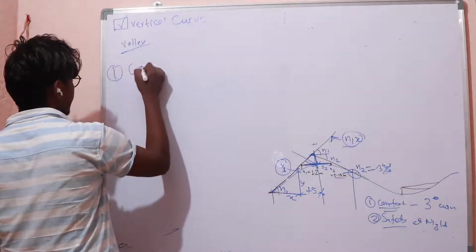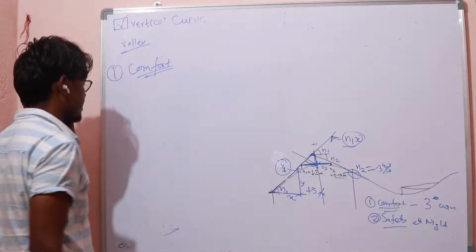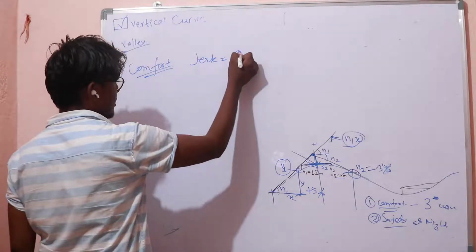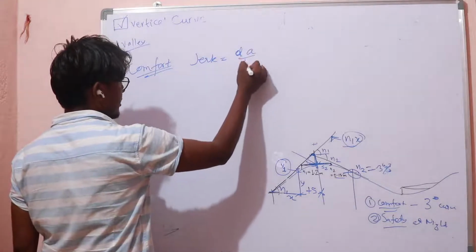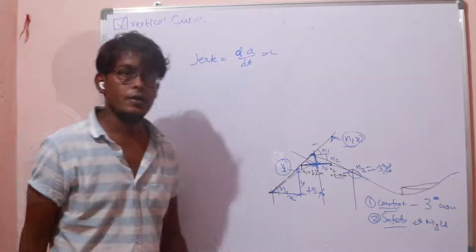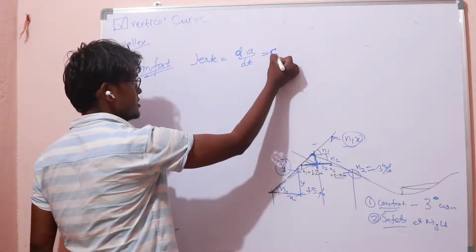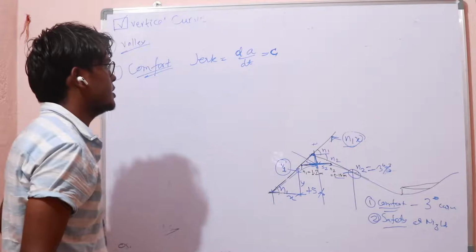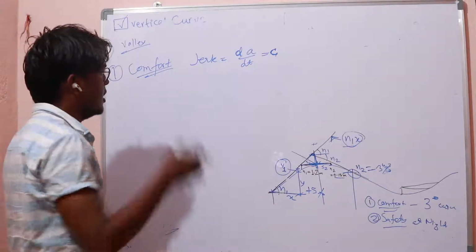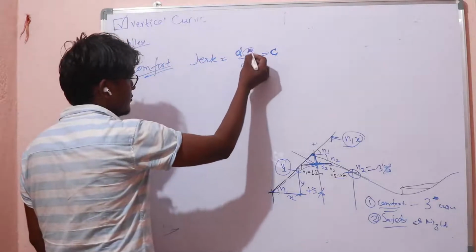First, the comfort criteria. Comfort criteria is given by jerk. Jerk is actually the rate of change of acceleration, d acceleration over dt, and this is constant. Jerk should be constant. This C is given in the question, and we have to find acceleration with respect to time.